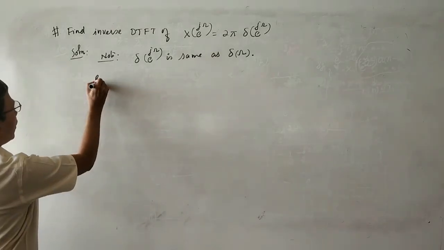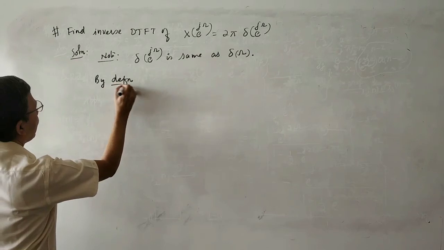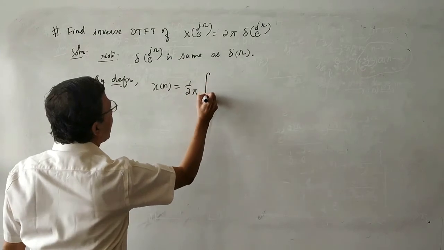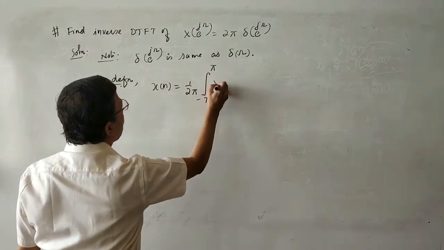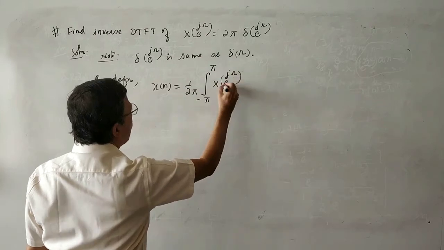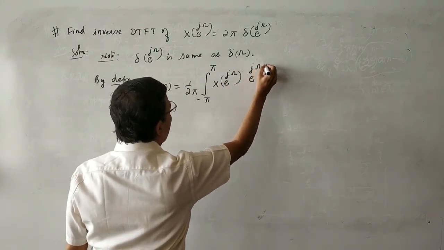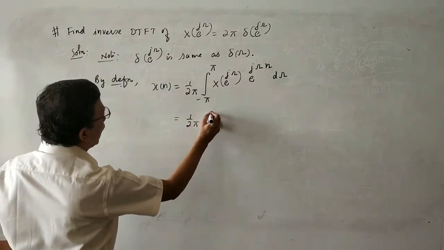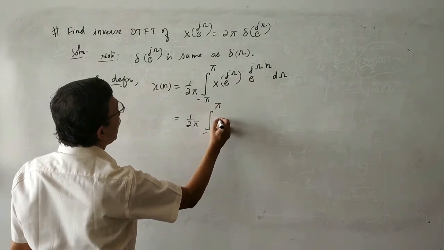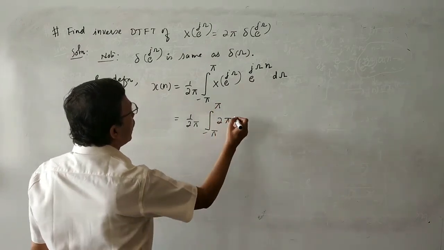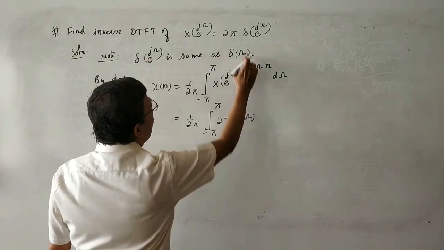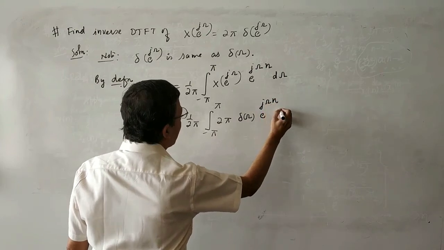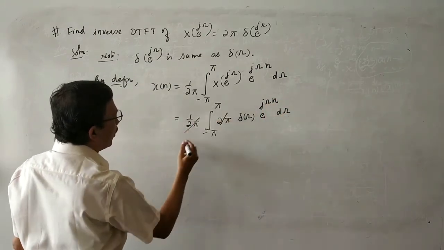By definition, x of n is equal to 1 by 2 pi integration from minus pi to plus pi x of e power j omega into e to the power j omega n d omega equals 1 by 2 pi integration from minus pi to plus pi 2 pi into delta of omega. Delta of e power j omega is same as delta of omega into e to the power j omega n d omega. 2 pi gets cancelled.